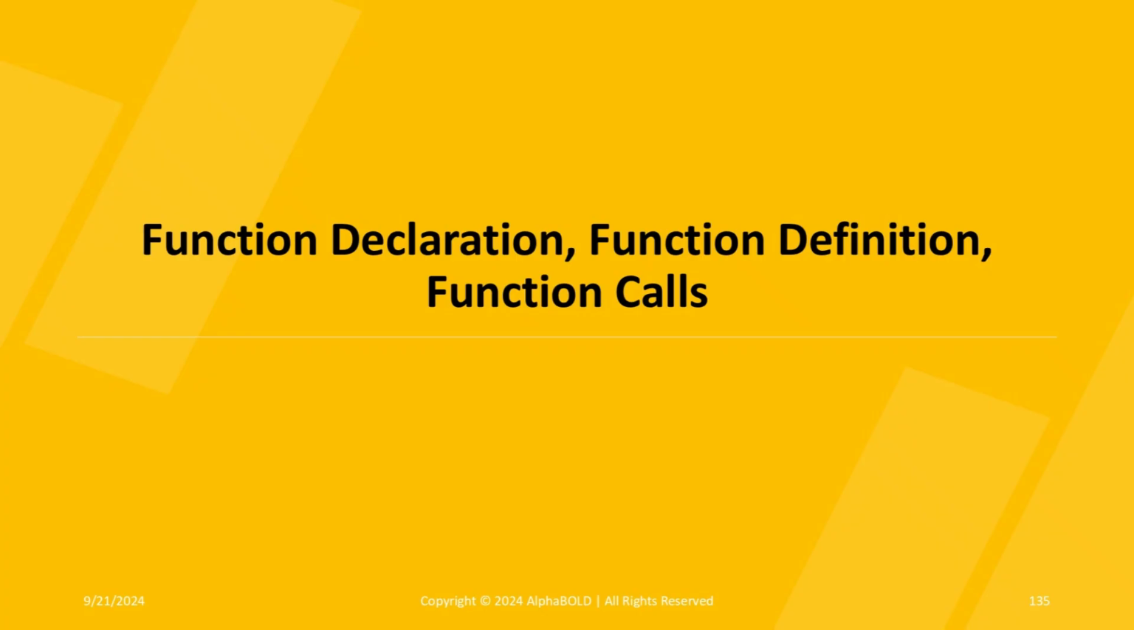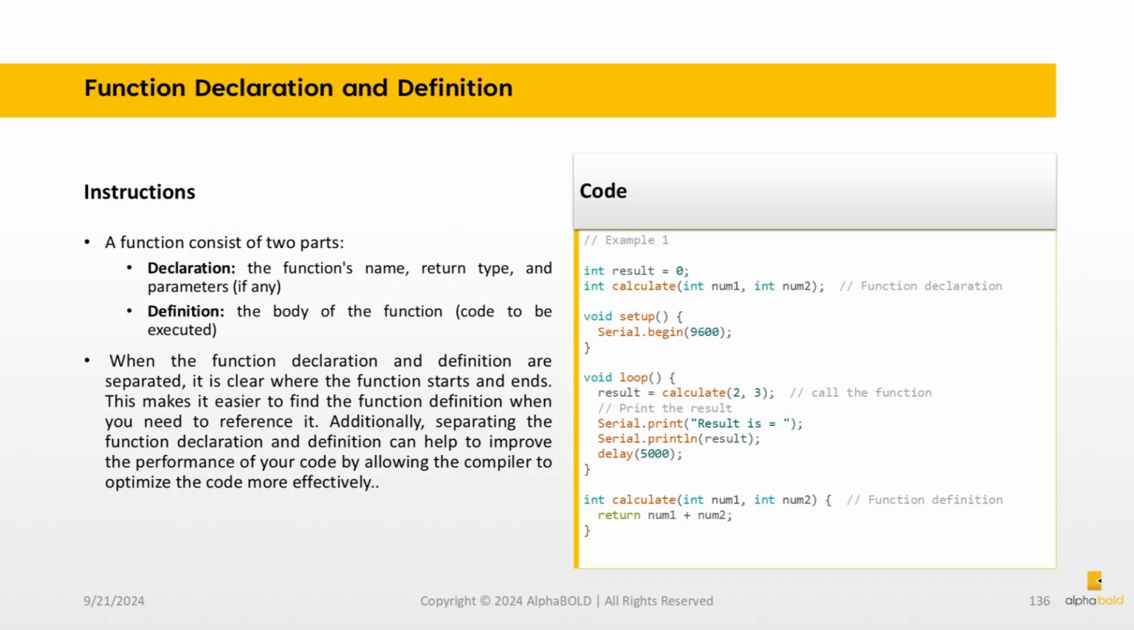Function declaration, function definition, function calls. A function consists of two parts. Declaration: the function's name, return type, and parameters, if any. Definition: the body of the function, the code to be executed.